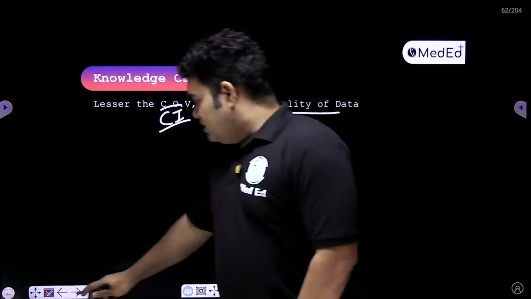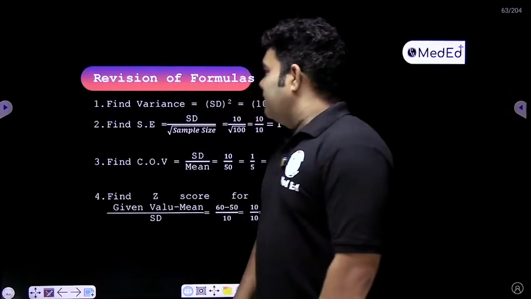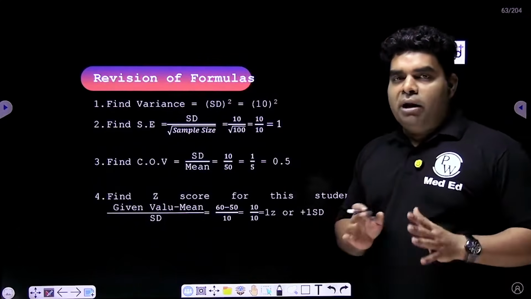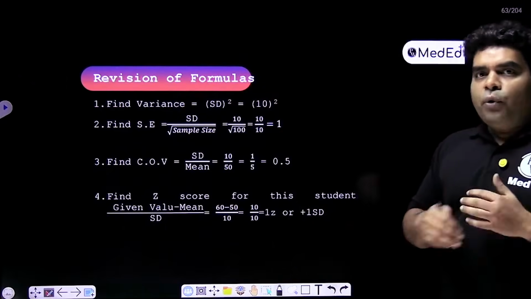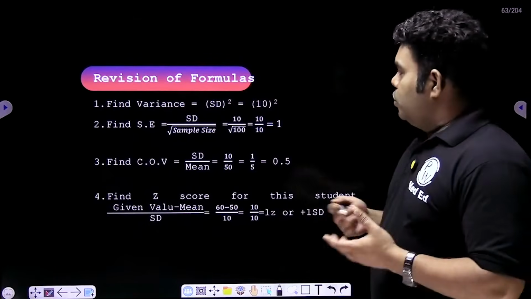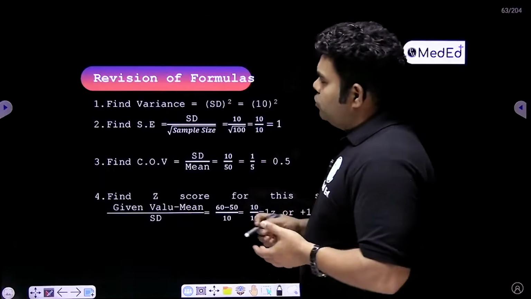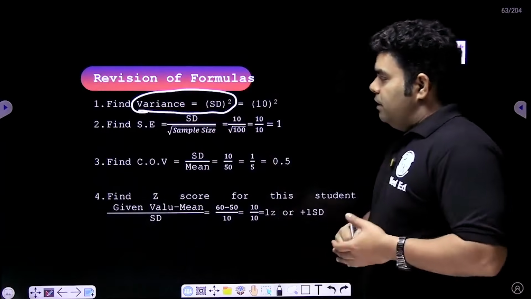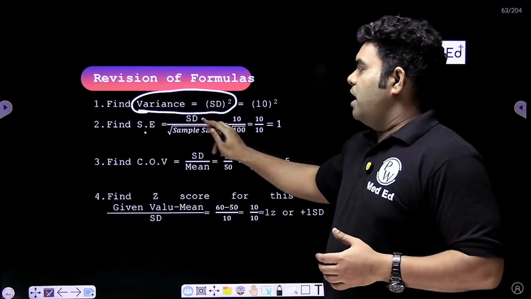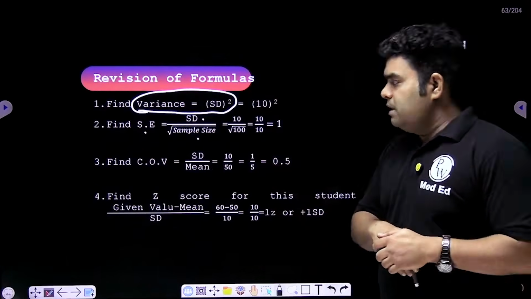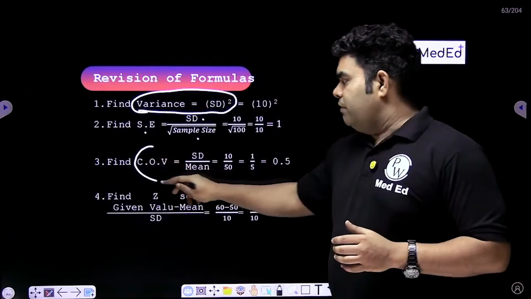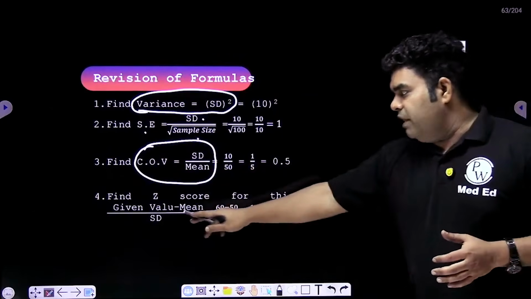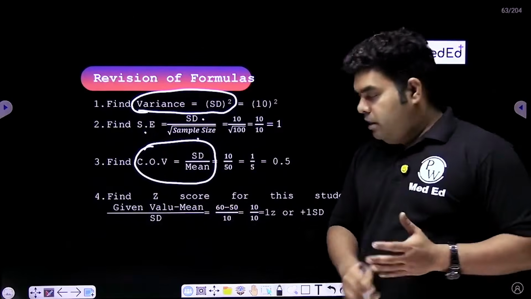Okay. So this is the question, and let's revise the formulas which we discussed. Remember, there are a total of 10 formulas from which numericals can come. So before going to the exam, if you revise these formulas, you can do the question. So variance is standard deviation square. This is the first formula. Second formula is standard error is standard deviation by under root of sample size. Third formula is coefficient of variance is standard deviation by mean. Fourth formula is Z score is given value minus mean by standard deviation.